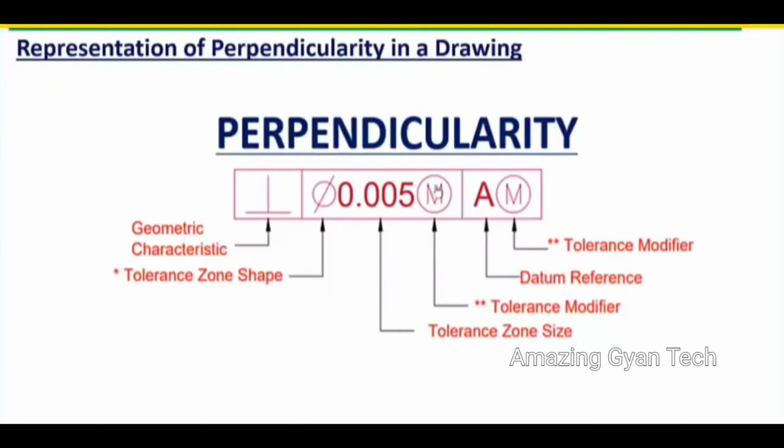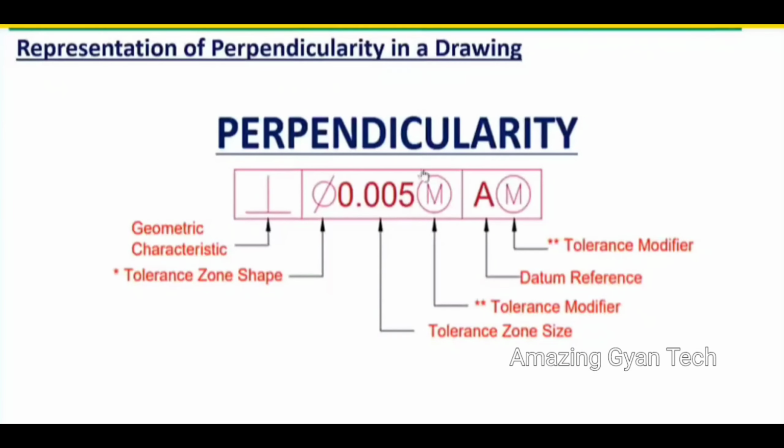The material condition also applies, that is the tolerance modifier, maximum material condition or least material condition. If required, you can apply it. And the third one is the datum reference. This is compulsory, and you can apply it with a modifier also. The maximum material condition can be applied for the datum also. Suppose you have a pin diameter as a datum, then the diameter can have maximum material condition as well as minimum material condition. So you can apply a tolerance modifier to the datum reference as well.